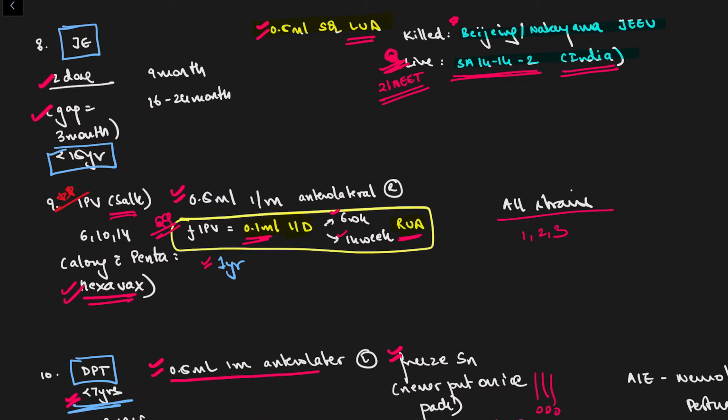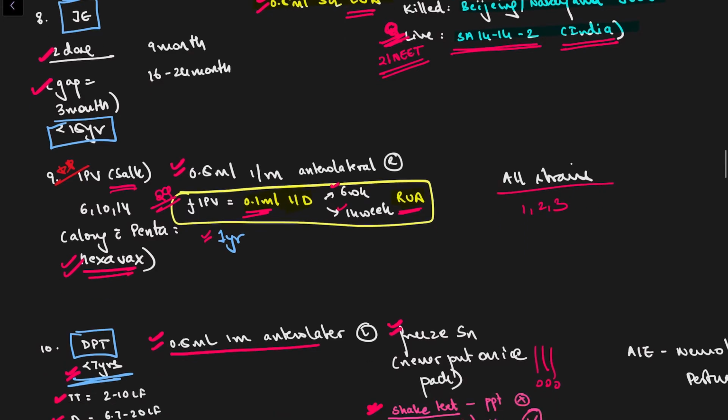The side effects are neurological, inconsolable cry, right, due to the pertussis component. Remember, the TT is 2 to 10 Lf units, the diphtheria part is 6 to 10 to 20 Lf units, and in adults, a lesser amount of diphtheria component is used, which is less than 2 Lf units, right?